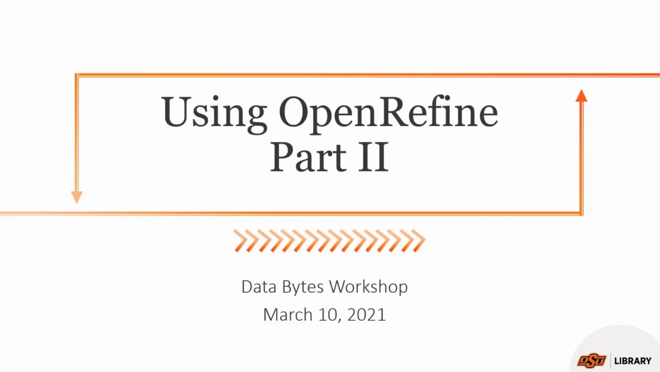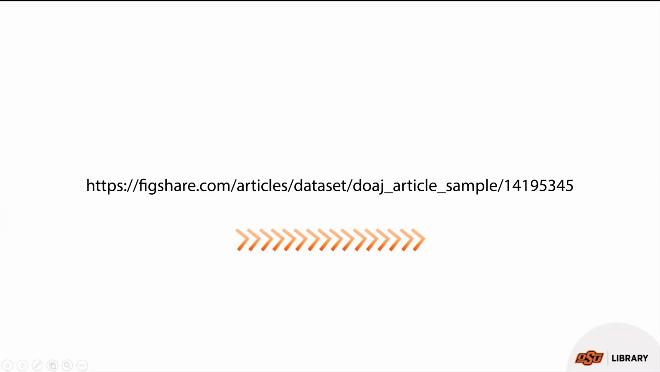This is part two, where we're going to talk about a few more advanced functions, and we're also going to review some of the material from part one. You have the option to follow along with me doing this if you want to. If you're not already set up with OpenRefine installed and the data downloaded, that may be a little bit too complex. I will go ahead and put the link to download the data set into the chat here.